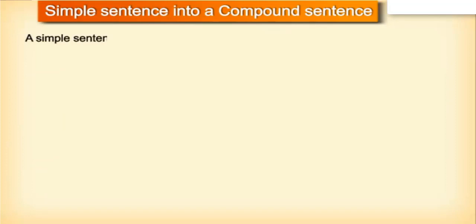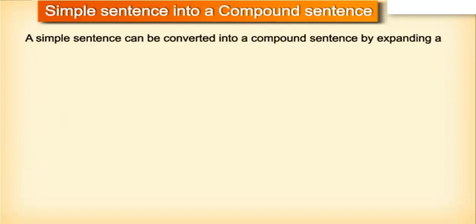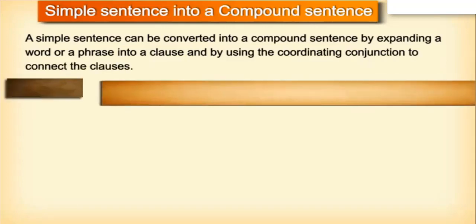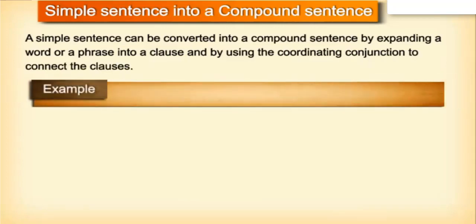Thus, a simple sentence can be converted into a compound sentence by expanding a word or a phrase into a clause and by using the coordinating conjunction to connect the clauses. Let us see some more examples.